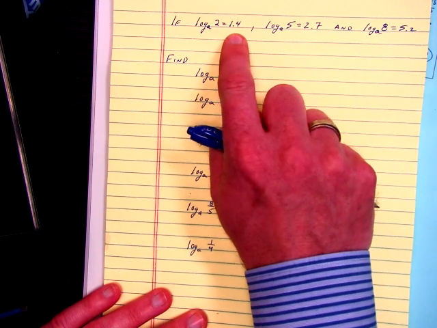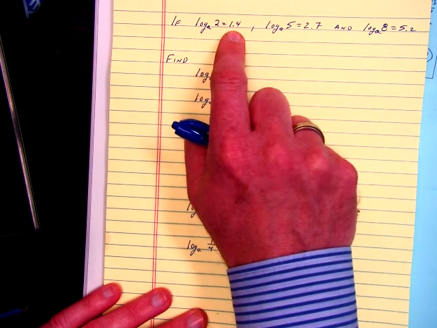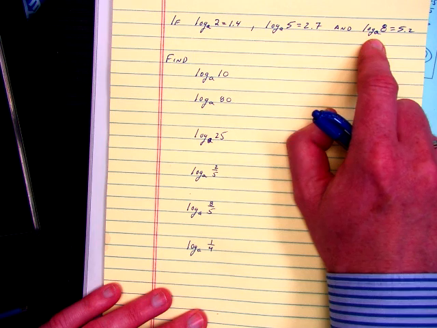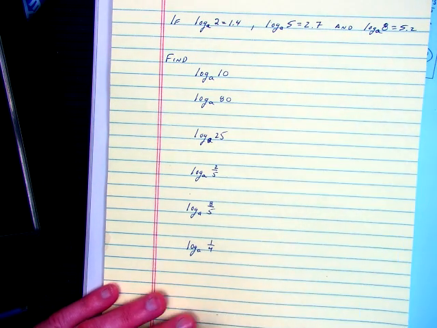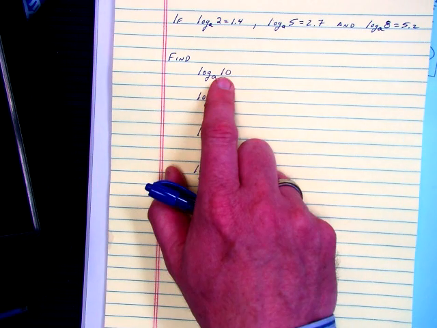I said log base A of 2 is 1.4, log base A of 5 is 2.7, log base A of 8 is 5.2. So these are just made up numbers, so we're going to go find some things. So I'm going to break these down.